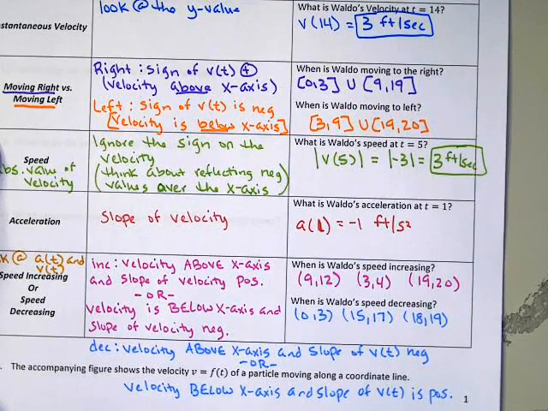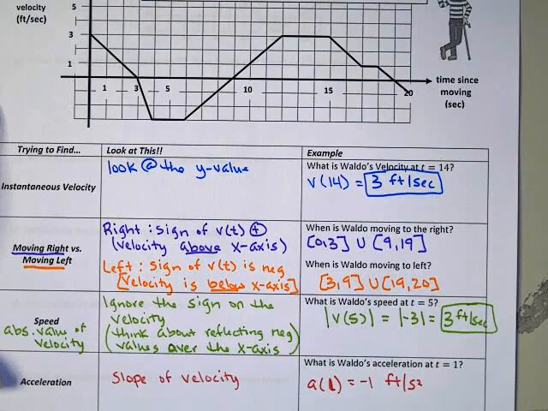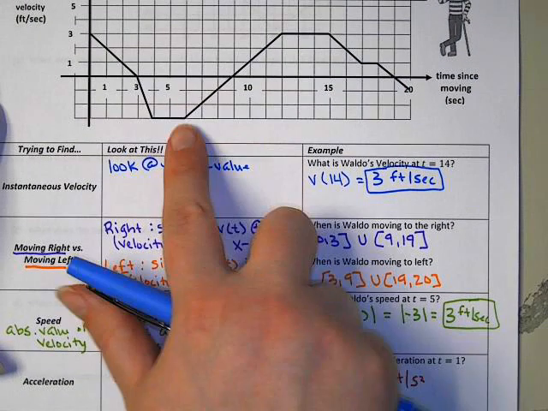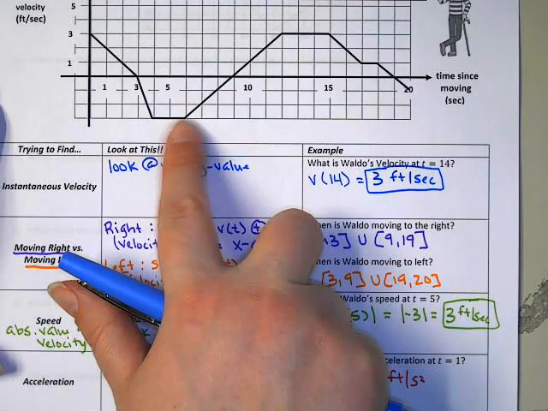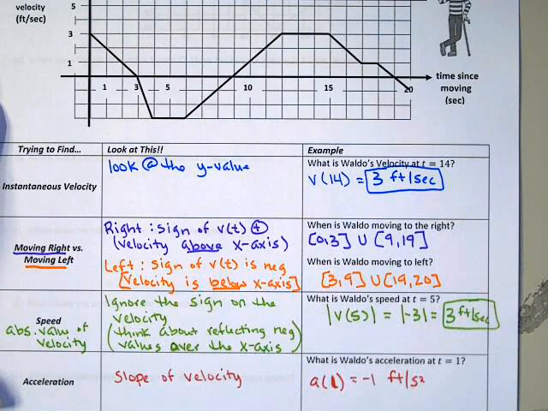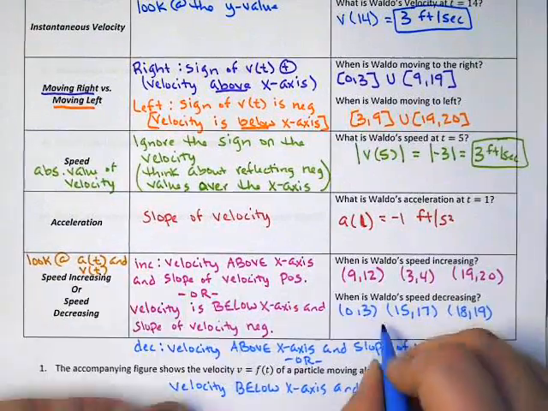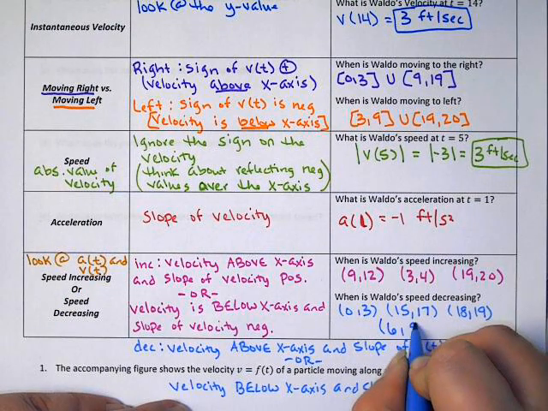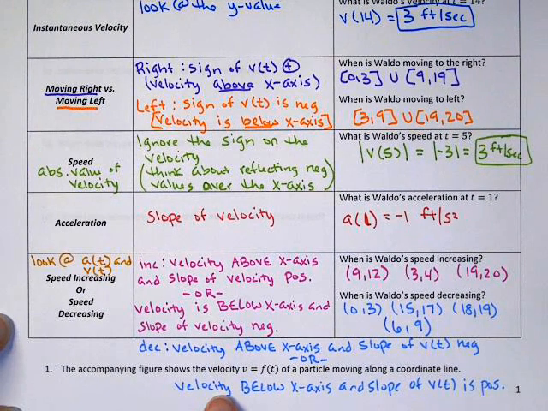But then we also have to remember we could look for where the velocity is negative but increasing. So velocity negative and increasing would mean we're going from, let's see, that would be 6 to 9. So that is another place where Waldo's speed is decreasing because his velocity is negative but his acceleration is positive.